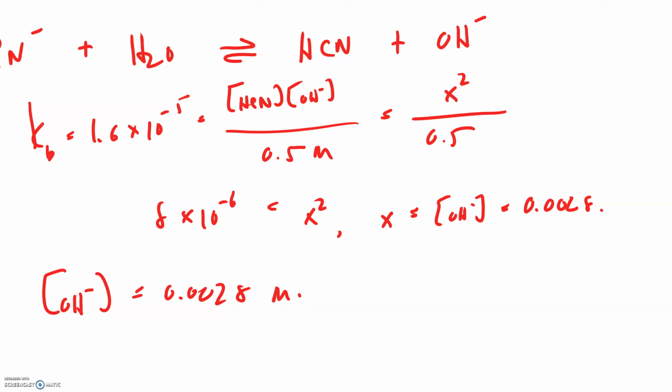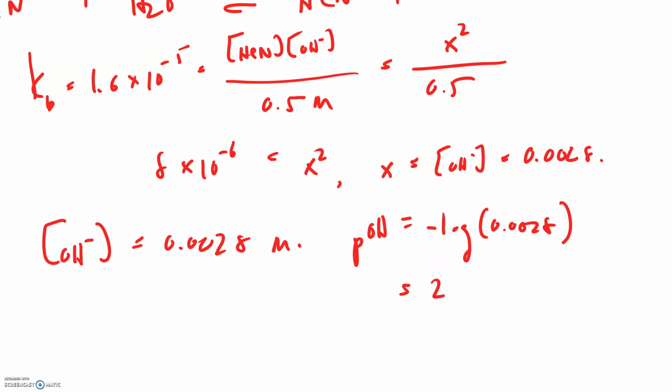What's the pH? You've got a couple options. I'm going to take the pOH. I'm going to say this is equal to negative log of the OH minus, 0.0028. So I'm going to take negative log of 0.0028. We get 2.55 as our pOH.